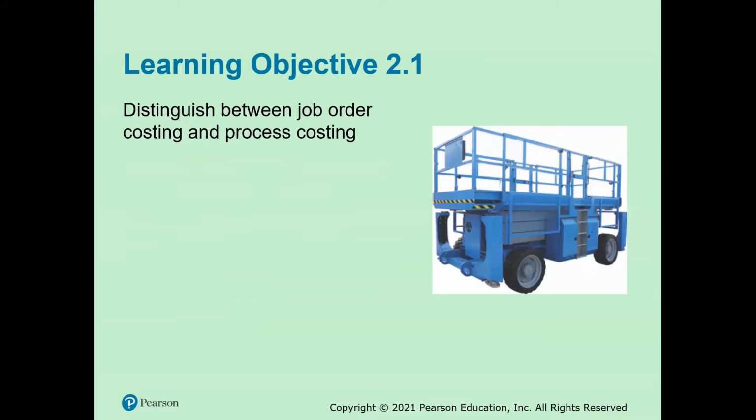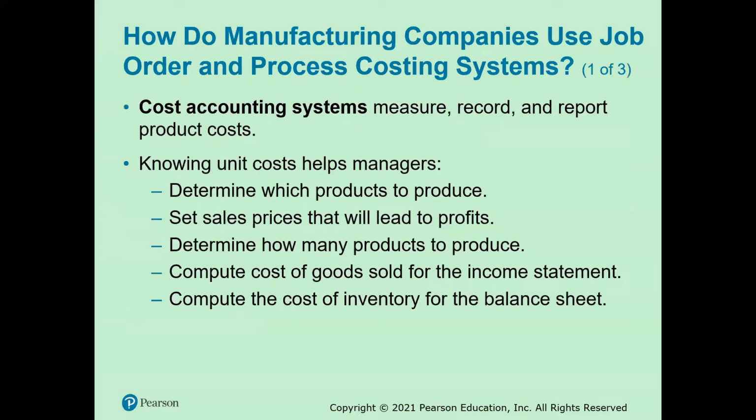Distinguish between job order costing and process costing. So how do manufacturing companies use job order and process costing systems? A manager's primary duties include planning and controlling.